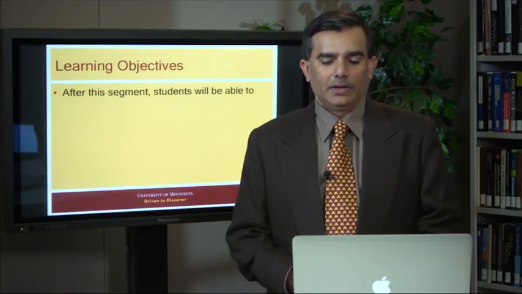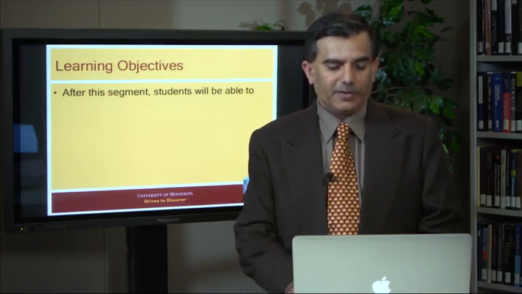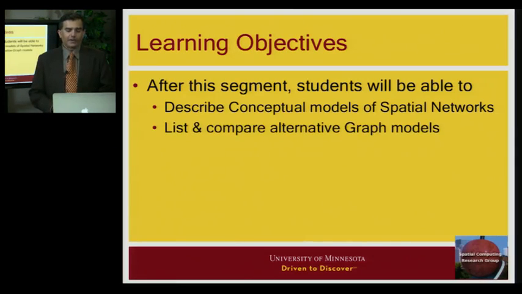Okay. So at the end of this module, we should be able to talk about conceptual models of spatial network. In a later video module, we'll come back and look at logical and physical model as well. And in particular, we are going to look at graph models. Okay, that is something which has nice mathematical properties and has been investigated in computer science for a long time, and it's a very popular computational model of spatial networks.